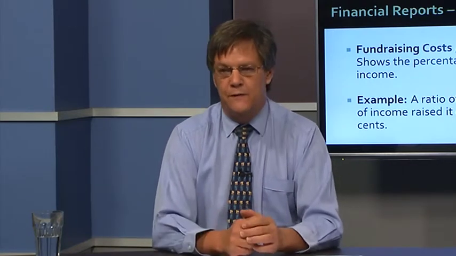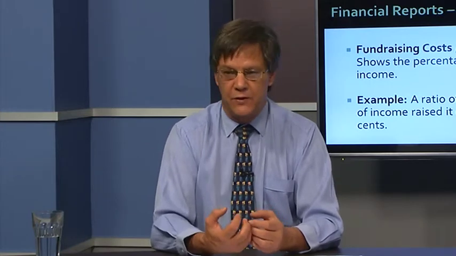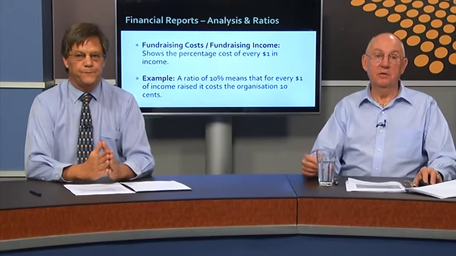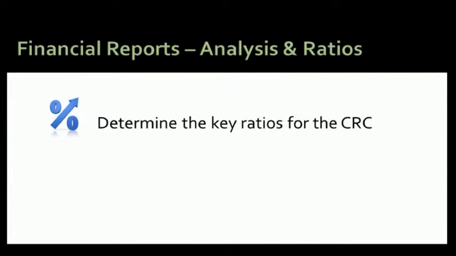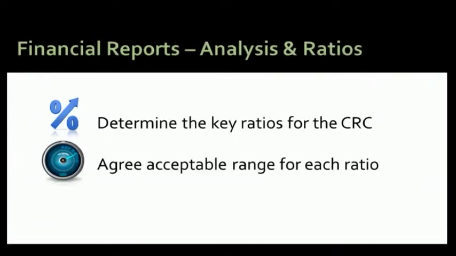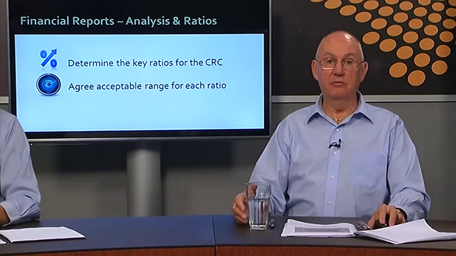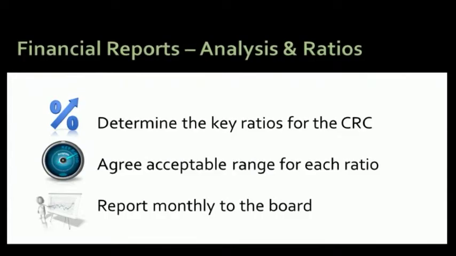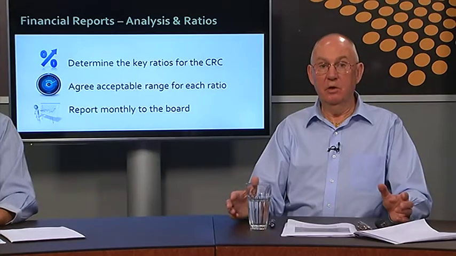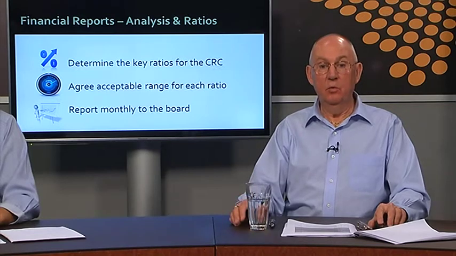Do we have enough in reserve to fund us through the bad times so that we're there in business for the good times? Yes, thanks, Charles. And it's critical for a lot of the CRCs that are fairly reliant on one major stream of income or large streams of income. So just to sum up on the financials, some actions that I recommend: determine the key ratios for the CRC. So work out what the key measures are that you need to have in place. Agree an acceptable range for each ratio so that you can, on a monthly basis, have a look and see if those ratios are within the acceptable range. And report monthly to the board. So there should be a monthly report on the ratios and any variances from what's acceptable.